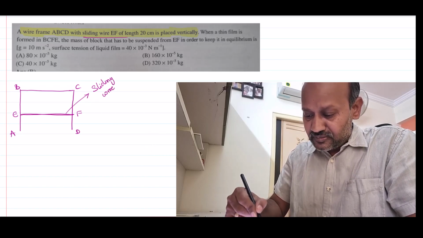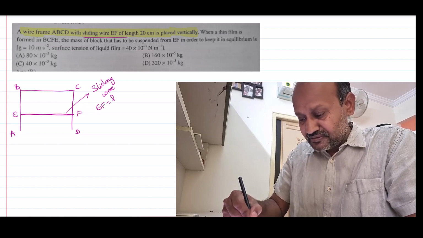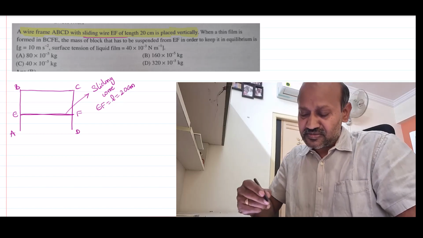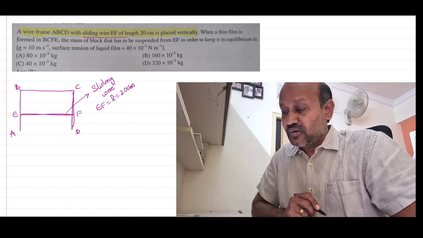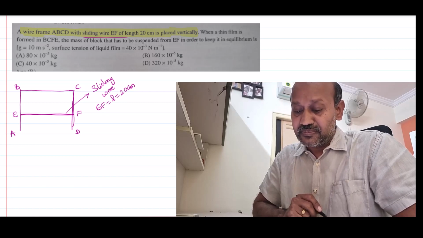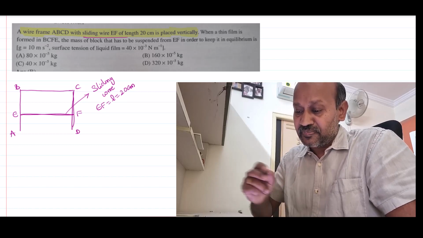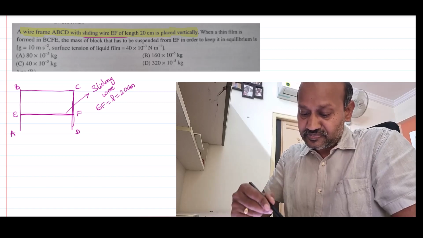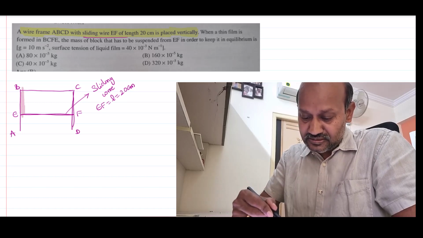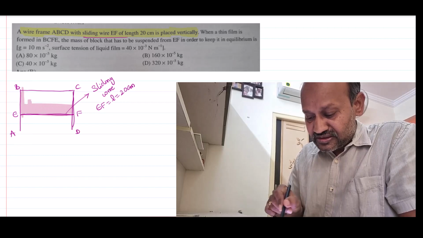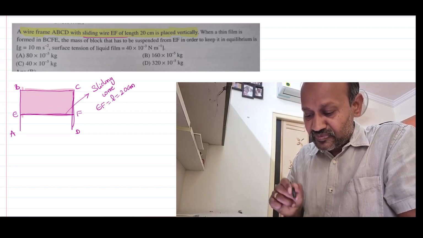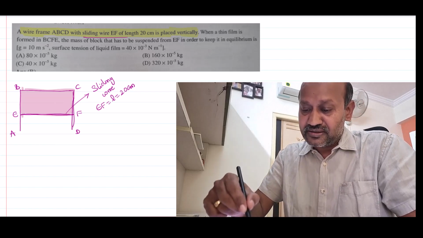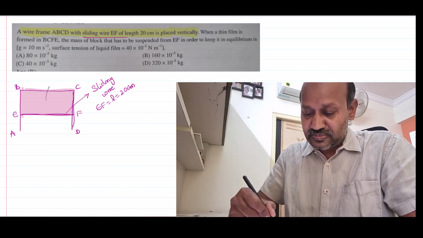The length of the sliding wire, that is EF, is given as 20 centimeters. It is placed vertically, just like this. When a thin film is formed in BCEF, you can imagine this part is not free now. It's filled with some kind of liquid film, like a soap film. What I have filled with pink is the thin film.